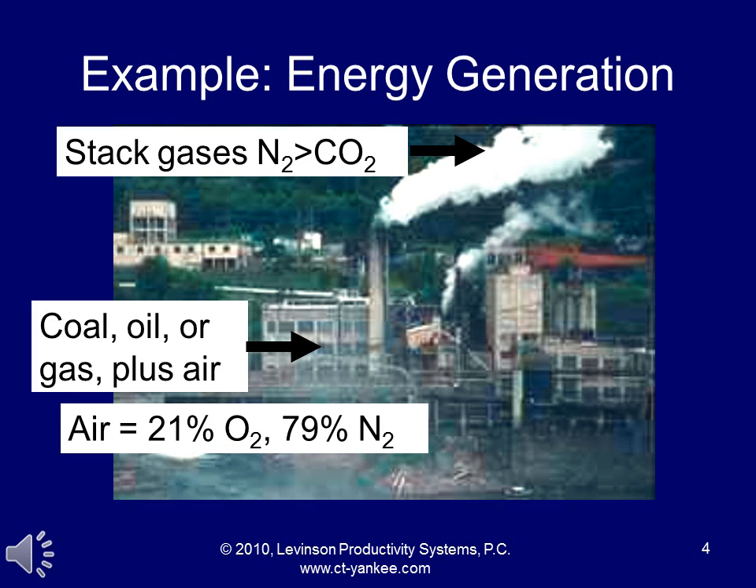Here's a qualitative example of a material and energy balance. You have a power plant, you have a fuel such as coal, oil, or gas, and also you have to add air to burn it that goes in. Now everything that goes in has to balance with what comes out. What comes out, you can see smoke or probably steam coming out. And when you do an analytical balance, you'll find that most of what's coming out is nitrogen.